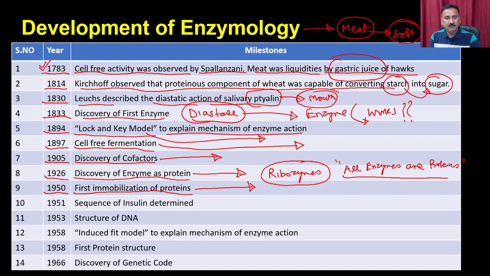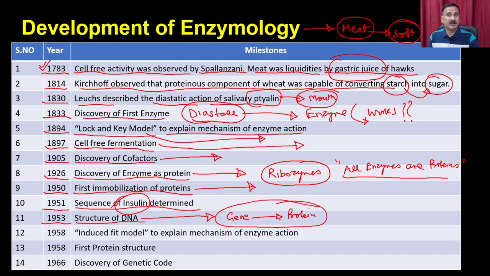Then in the year of 1951, the first sequencing of an enzyme was reported, which is for the insulin. And in the year of 1953, people solved the structure of DNA, because that has paved the way to actually know that okay, this is the gene which is responsible for the protein, and that's how you can utilize that information to produce this protein under the recombinant DNA technology.